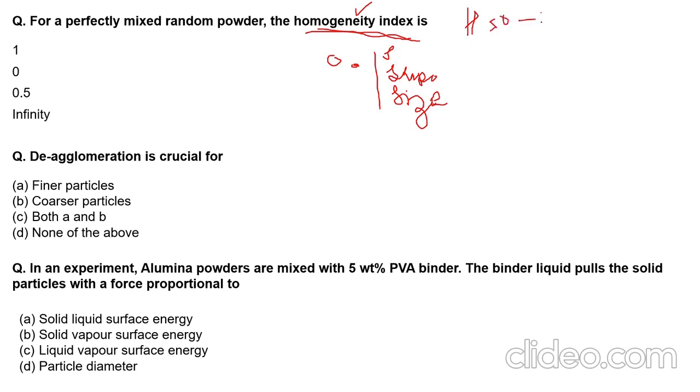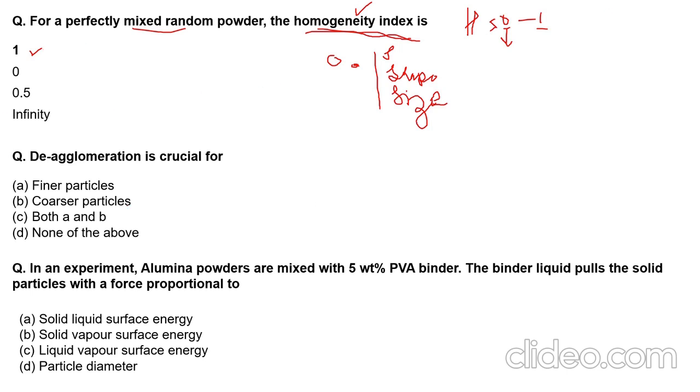That homogeneity index varies from 0 to 1. What this means is that at 1 the mixture is completely homogeneous, and at 0 the mixture is random. It has no homogeneity in it. It is having some segregations in it. So for a perfectly mixed random mixture, the homogeneity index would be 1. So this is the right answer.